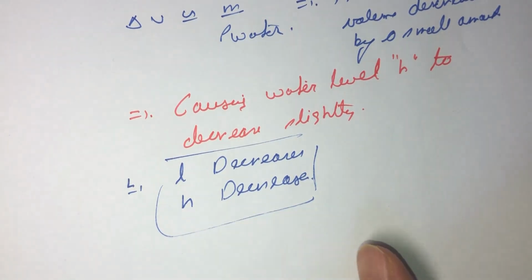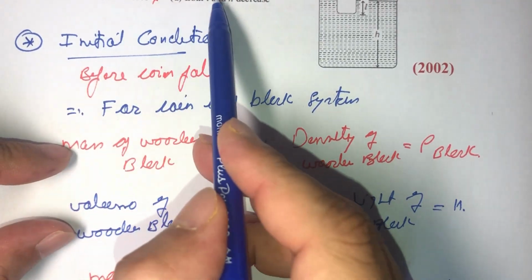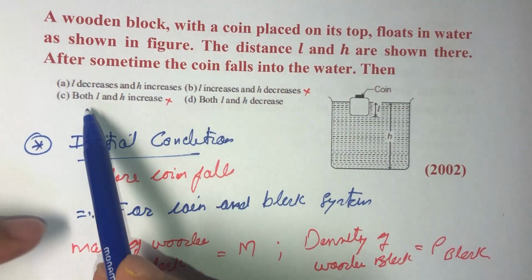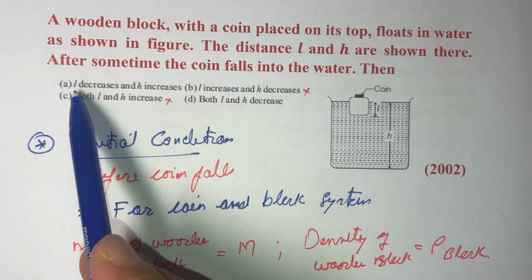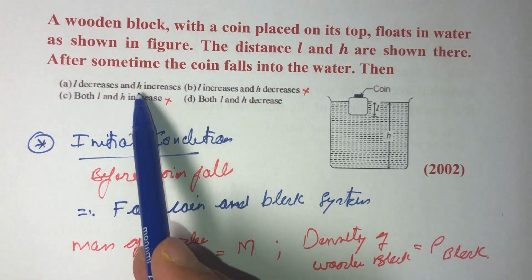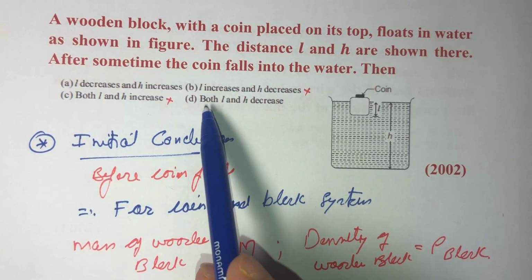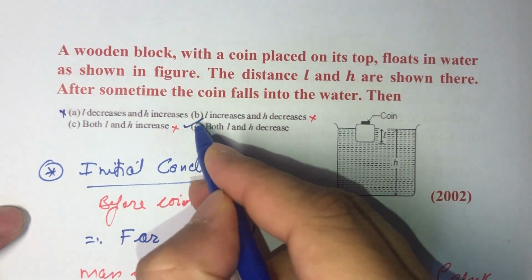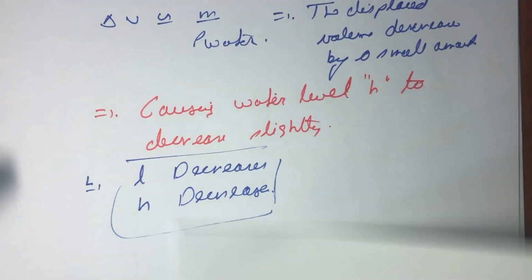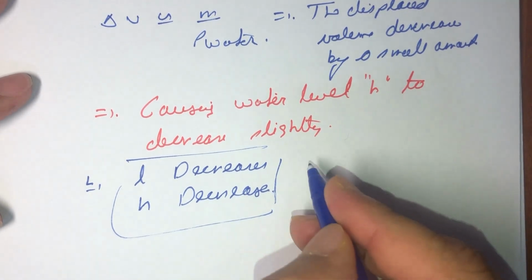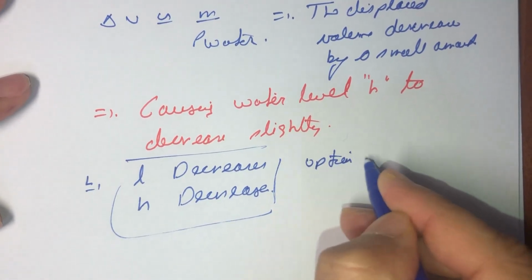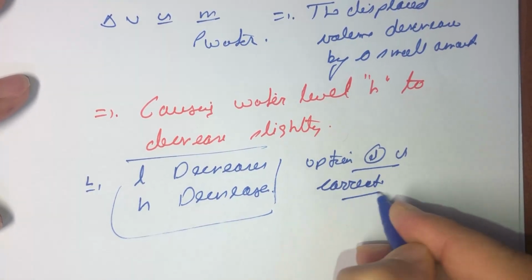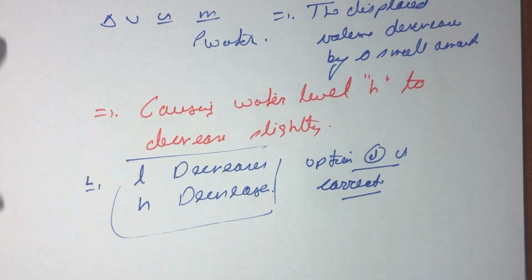So the options available to us: two options we already discarded, that L is not going to increase, so B and C are not possible. So the decrease in L was only in A and D. In A, H increases, whereas in D, H decreases. So the correct option will be option number D, both L and H decrease. Option D is correct. So this completes the question.